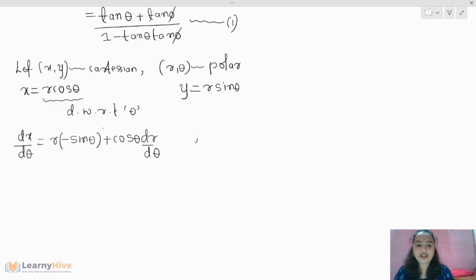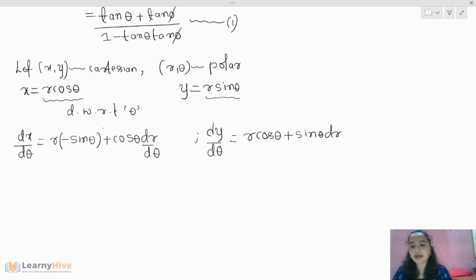Similarly, differentiating y with respect to theta, we get dy by d theta equals... Here also, the y value is r sine theta, and both are in terms of theta. Therefore, apply the product rule. First function, keep it as it is, and the differentiation of sine is cos theta, plus sine theta, which we keep as it is, that is the second function, and the differentiation of r is dr by d theta, or you can simply write it as r dash.